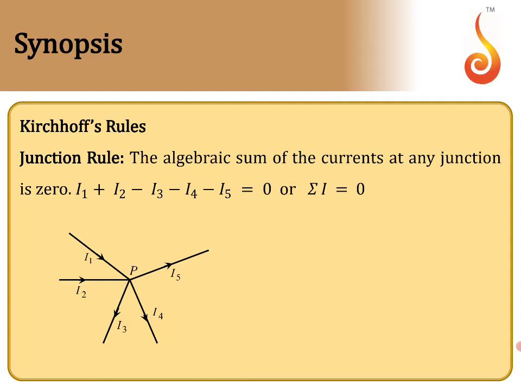Okay. The next one is Kirchhoff current law. So what does the Kirchhoff current law say? The algebraic sum of the currents meeting at the node is equal to 0.